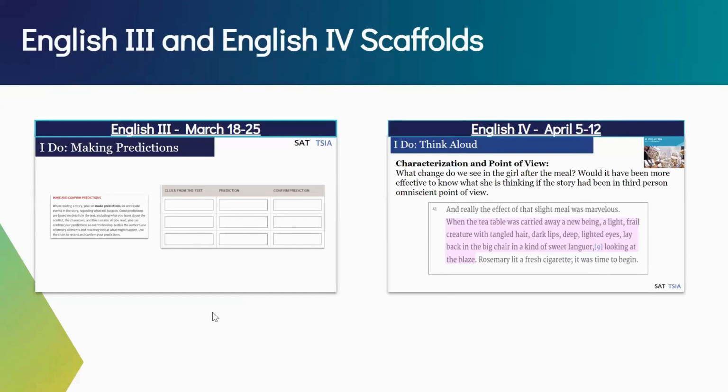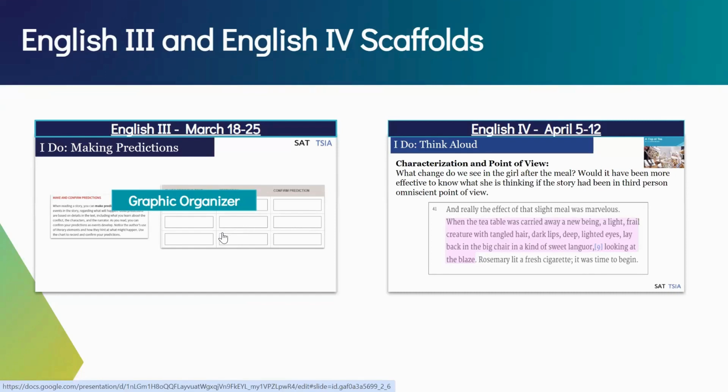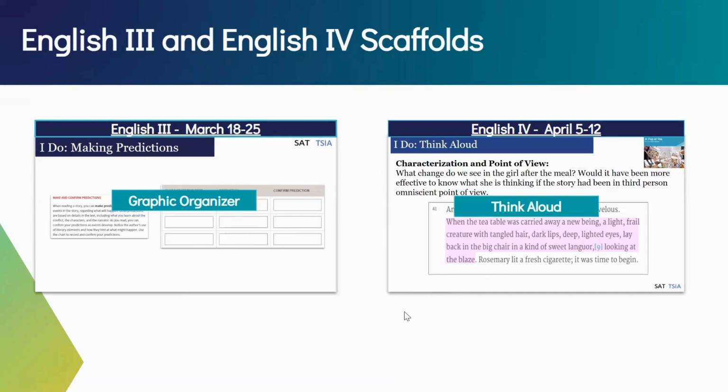As in English 1 and English 2, there are also scaffolds available in English 3 and in English 4. So for English 3, the students can use this graphic organizer, guiding them in making predictions about the text that they are reading for that particular week. And in English 4, the students have the opportunity to watch and listen to their teacher do a think aloud.